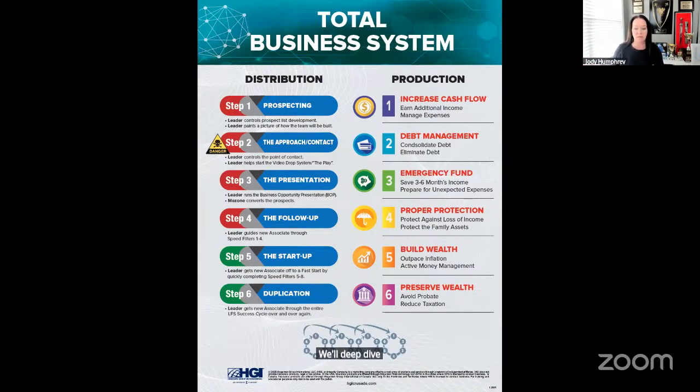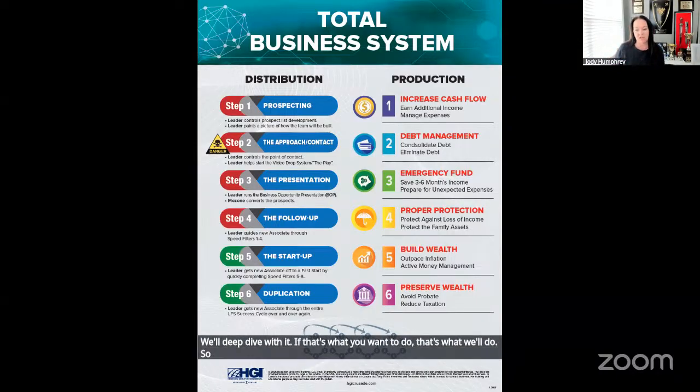If that's what you want to do, that's what we'll do. So be that constant source of education for your clients. Step number 3 is emergency fund.